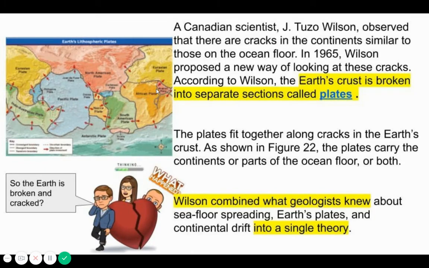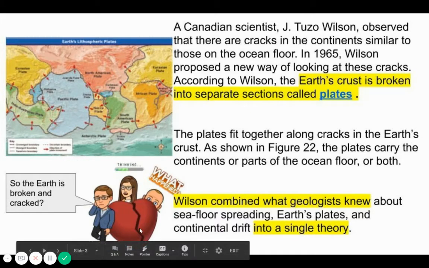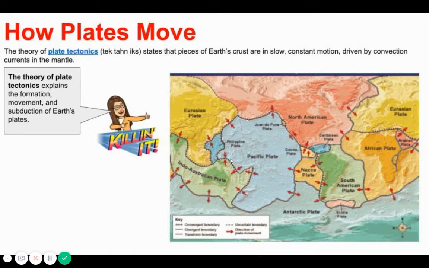Wilson combined what geologists knew about seafloor spreading, that's Earth's plates, and continental drift into a single theory. So he took seafloor spreading, he took continental drift from Wegener, Harry Hess's seafloor spreading, and Wilson took all these cracks and everything and put it together into one big idea called plate tectonics.